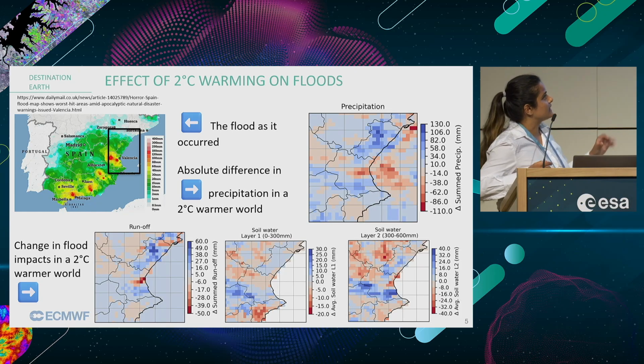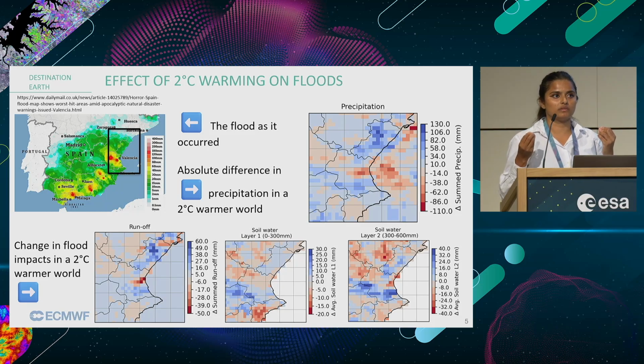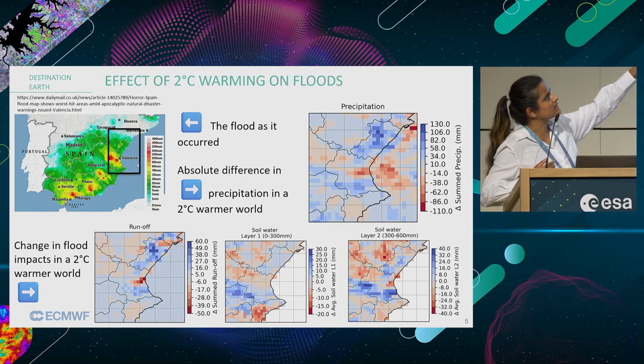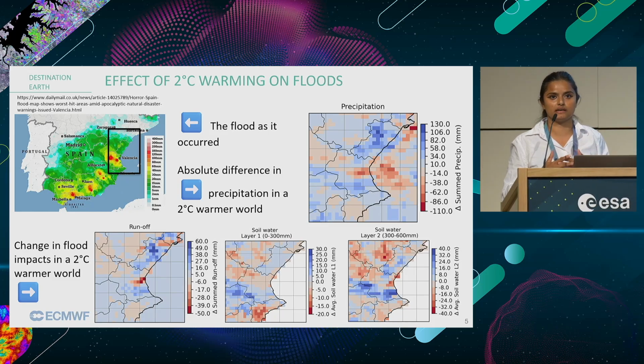And we see that there is also a shift. First of all, you see much more granularity, much more local impacts of the precipitation, and you see that there is a reduction in precipitation in some areas, whereas it increases in other areas. This could also be important for adaptation planning.